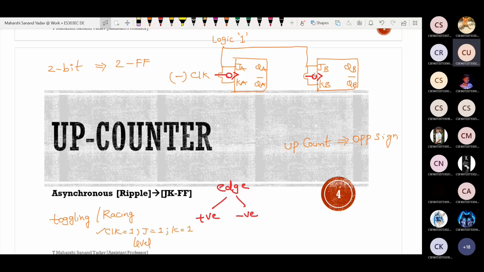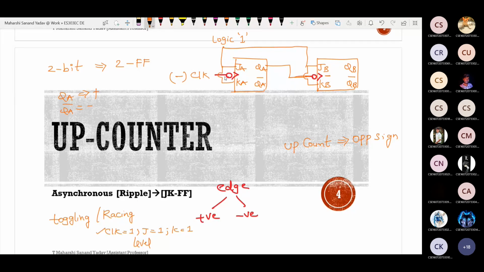See here, this is QA, and this is nothing but QA bar. Clock is negative, negative means I want opposite sign. Opposite means from where should I connect? Up counter, opposite sign. QA is positive, QA bar is negative. So always QA will be positive and QA bar will be negative. So if you want opposite sign, blindly connect it from QA to clock.